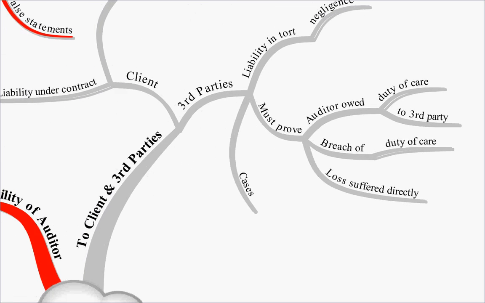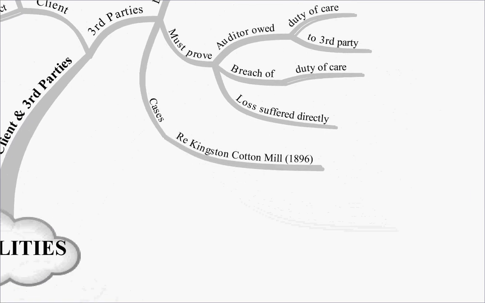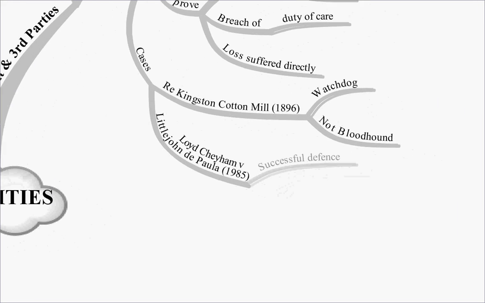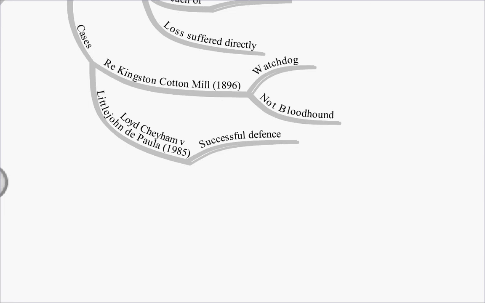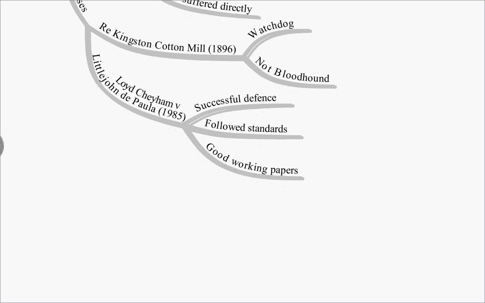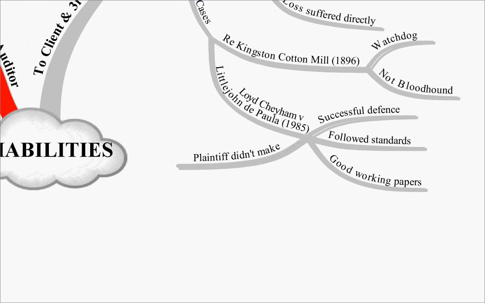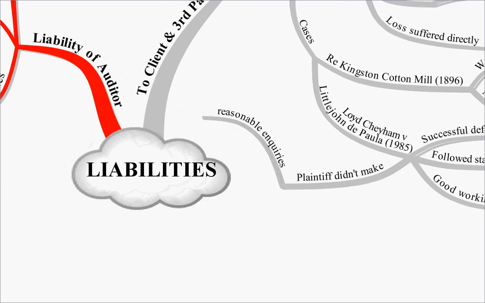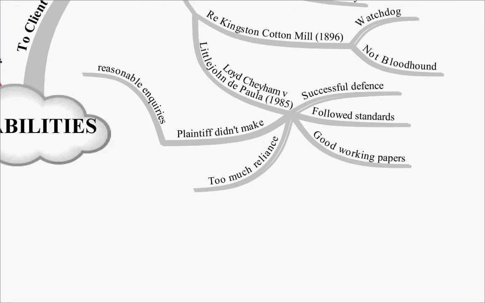A couple of cases which set this out. Well, Kingston Cotton Mill set out that the auditor should be a watchdog, not a bloodhound. The Lord Clayham case. In this, the auditors had a successful defence because they followed the standards and had good working papers. The plaintiff had bought a business, but it was held that the plaintiff didn't make enough reasonable inquiries and had too much reliance on the auditor's opinion.